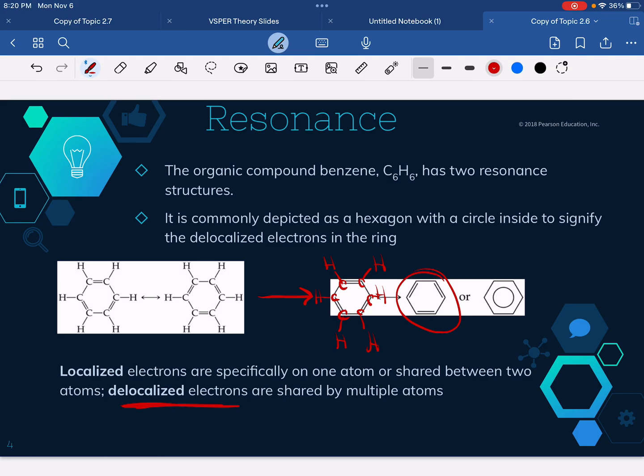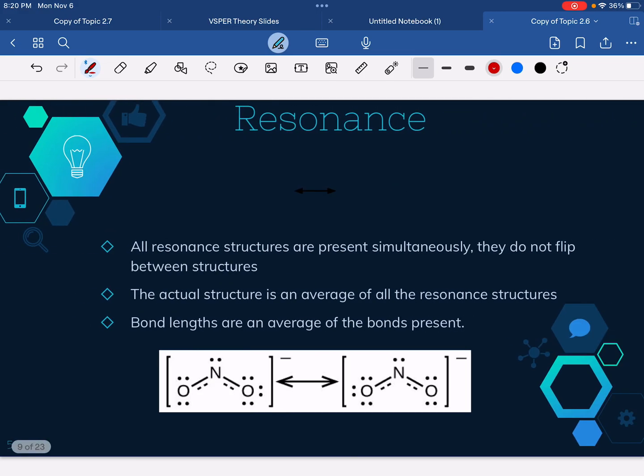When you get even lazier, because these are delocalized electrons, a lot of times people will draw just the circle, saying that these electrons are really rotating among all 6 carbons equally. That's another example of resonance.